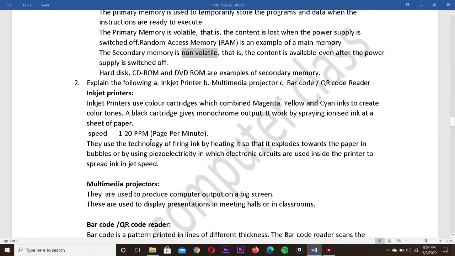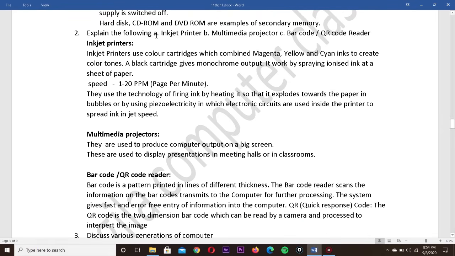Now coming to the next question. Explain inkjet printer, multimedia projector, barcode or QR code reader. The first one is the inkjet printers. It uses the color cartridges.